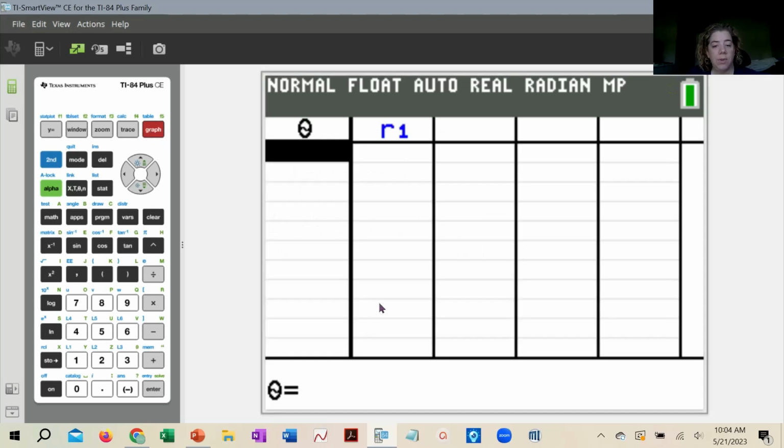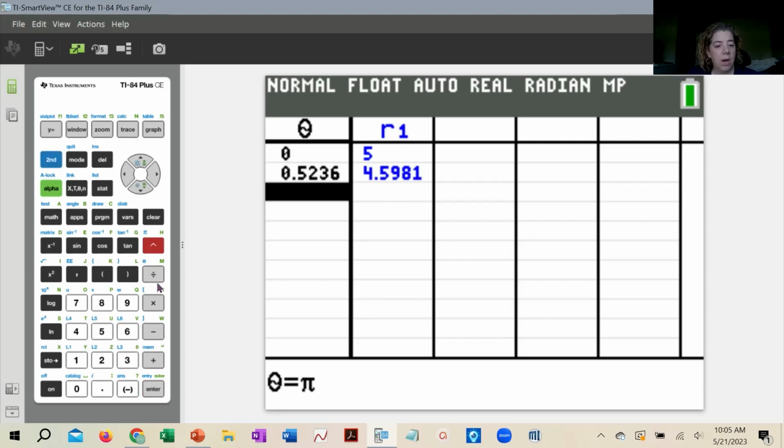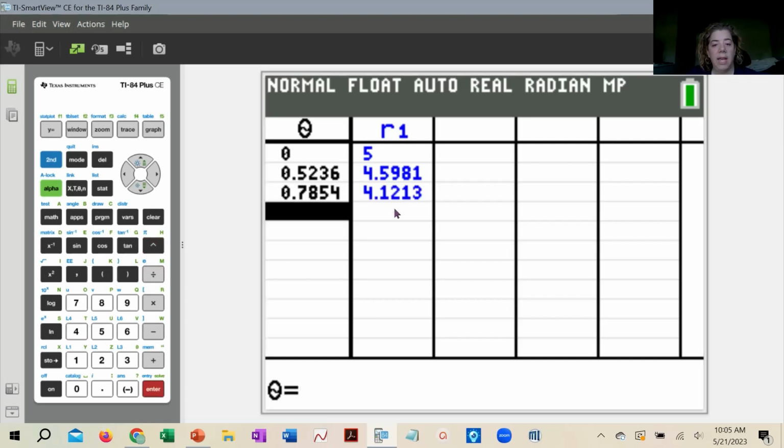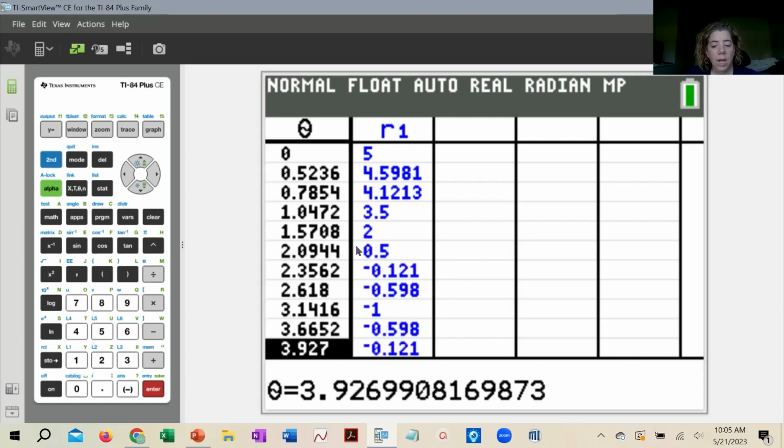Now when you go to table, it's going to be empty. And here's where I can type 0 radians, or pi over 6 radians, or pi over 4 radians. And then I can just plot those points on my polar coordinate plane. Now I'm going to get down to the bottom. I'm going to enter a few more values here. Okay, this value down here, the 3.927, that was 5 pi over 4.